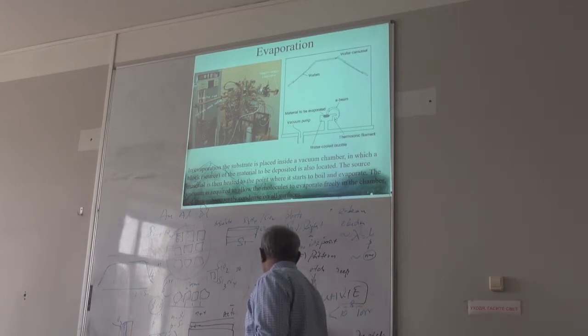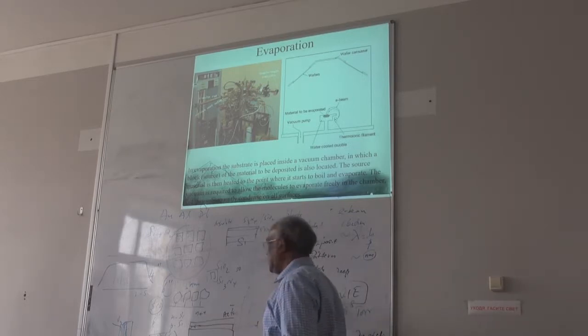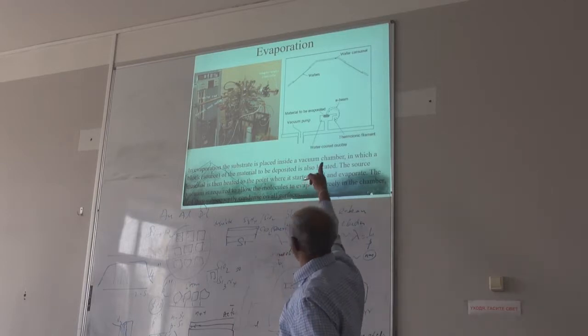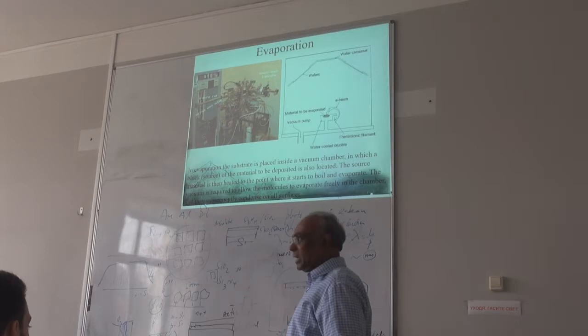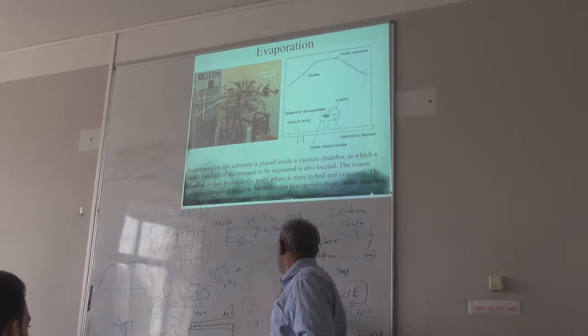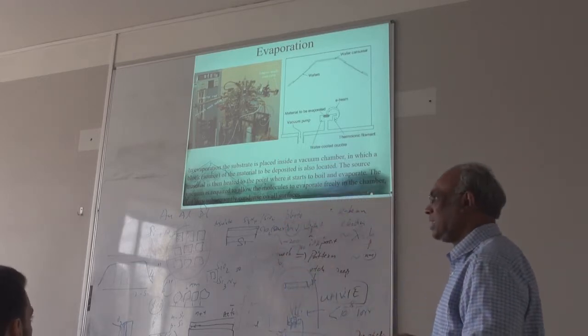It can be in a boat. Then you can heat it with some current, I squared R, or you can heat with an electron beam. This is a picture of the electron beam. Whatever you do, you just melt it and evaporate it. Then under high vacuum it will deposit here. That's what students should get.